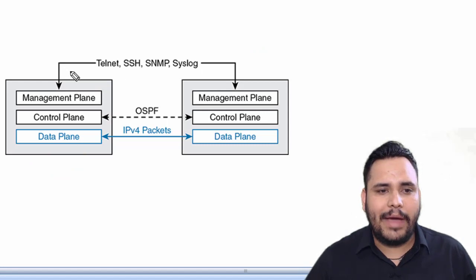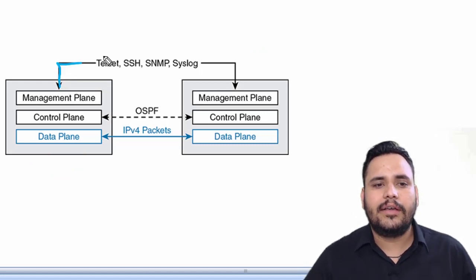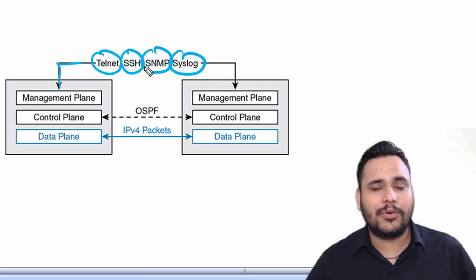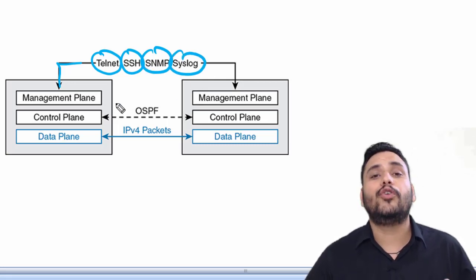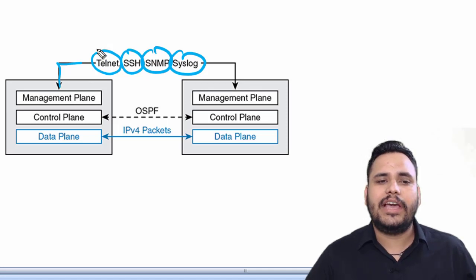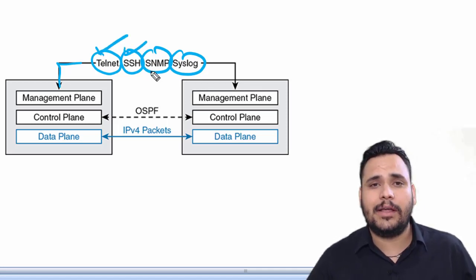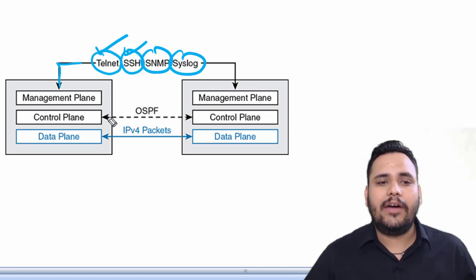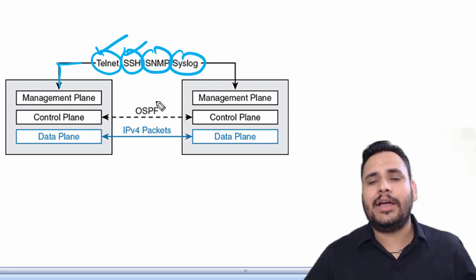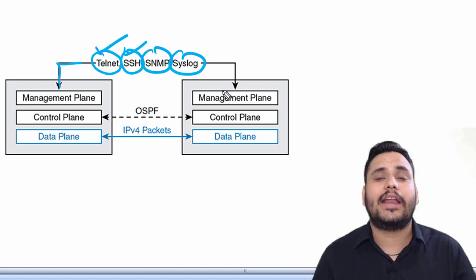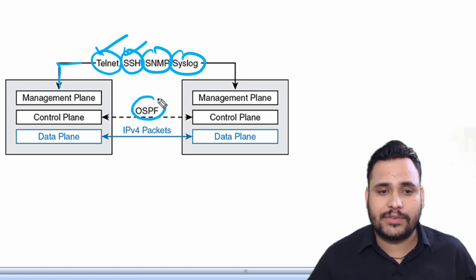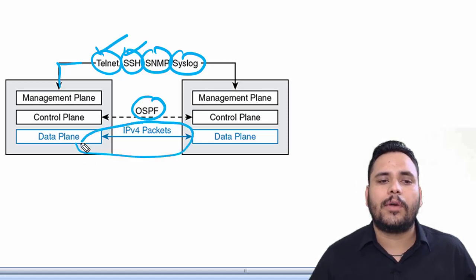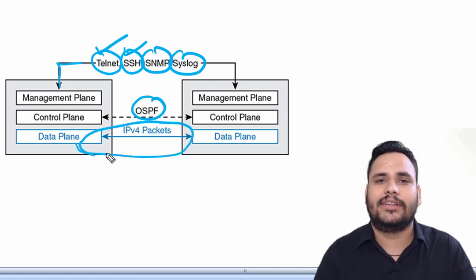On the management plane you can check what the work is: telnet, SSH, SNMP, syslog. If you want to access a network to manage or configure it, with the help of telnet, SSH or SNMP you can remotely connect to the device. After that, on the control plane, you can check the networking, where a routing protocol like OSPF is used. And on the data plane, what is the work? IPv4 packets are connecting with each other.